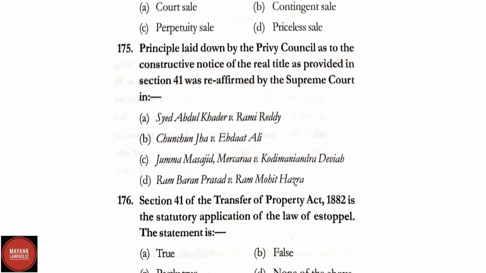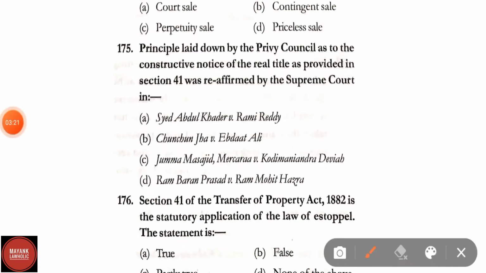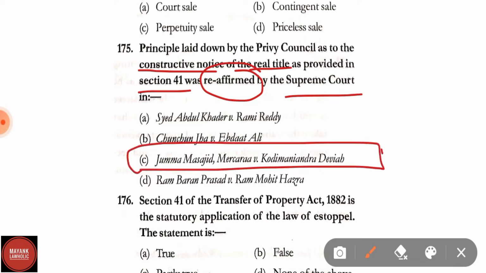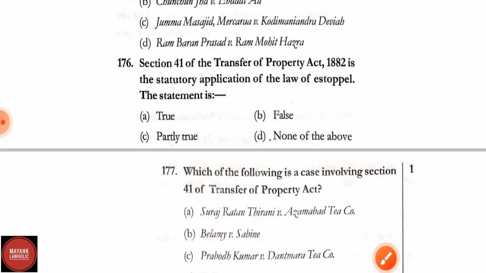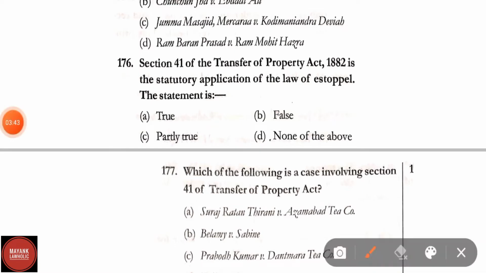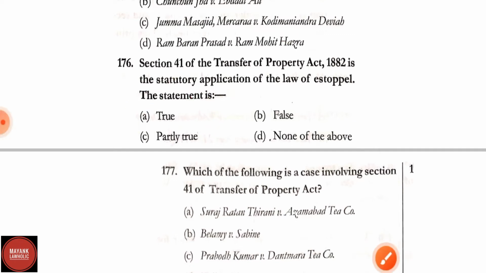Question number 175. The principle laid down by the Privy Council as to the constructive notice of the real title as provided in Section 41 was reaffirmed by the Supreme Court in. Correct answer is option C, that is Jumma Masjid Markara versus Kodi Manindra Devaiya. Question number 176. Section 41 of the Transfer of Property Act 1882 is the statutory application of the law of estoppel. The statement is true, false, partly true, none of the above. Correct answer is option A, that is true.